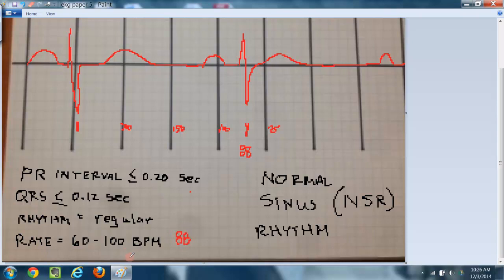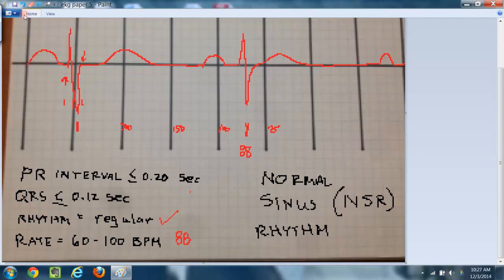So our rate is 88 beats per minute. That's in between 60 and 100 beats per minute. We only need 3 of these, 3 complexes, to figure out what the rhythm is. Let's assume they're all equally spaced, so we have a regular rhythm. We'll check that off. The QRS takes off from baseline right here and returns to baseline right here.